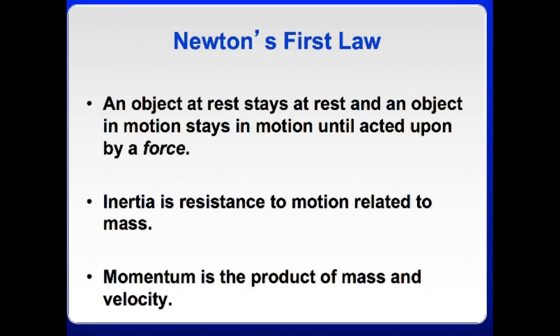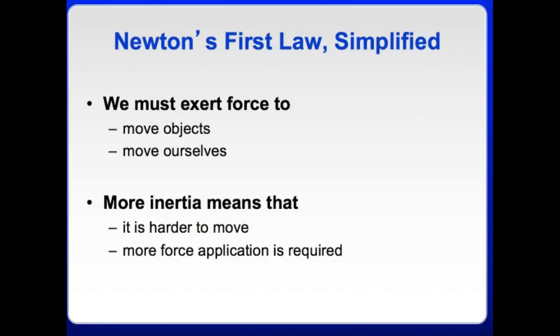Newton's first law. An object at rest stays at rest, and an object in motion stays in motion until acted upon by a force. Inertia is a resistance to motion related to mass, and momentum is a product of mass and velocity. Newton's first law simplified. 1. We must exert force to move objects or ourselves. 2. More inertia means that it is harder to move. More force application is required.